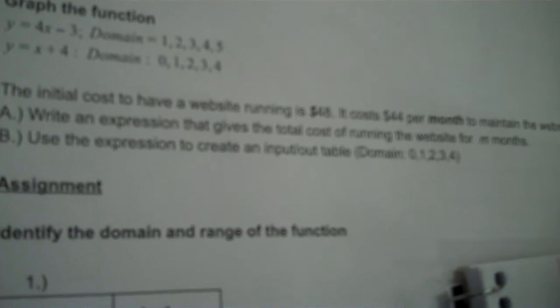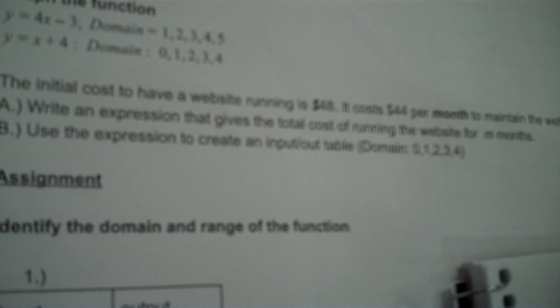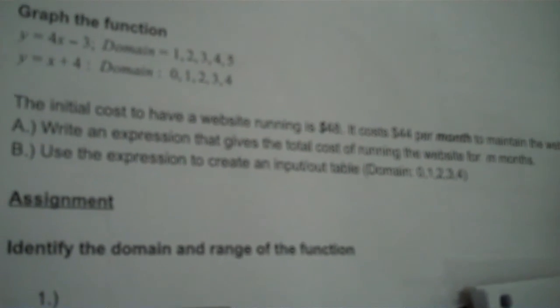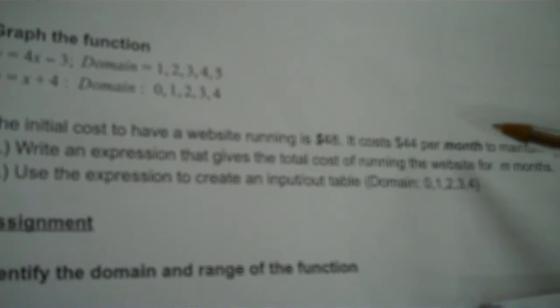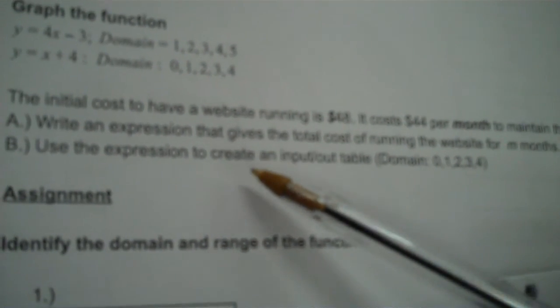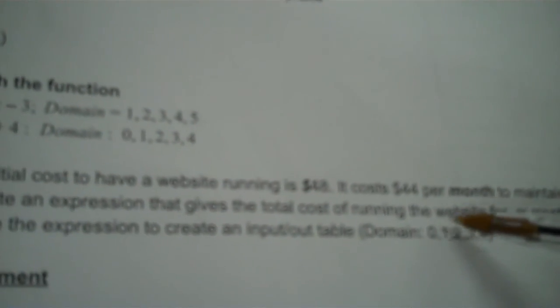Okay, then the last one. I didn't really like how I explained this yesterday, so initial cost to have a website running is $48. It costs $44 per month to maintain the website. A: Write an expression that gives a total cost of running the website for M months. B: Use the expression to create an input-output table, domain 0, 1, 2, 3, 4. I don't like the way I wrote that. We're actually going to do B first. Switch A and B and do it on the assignment that way too. Okay, A's here, B's here. So we're actually going to do the bottom part first. So we're going to create an input-output table.